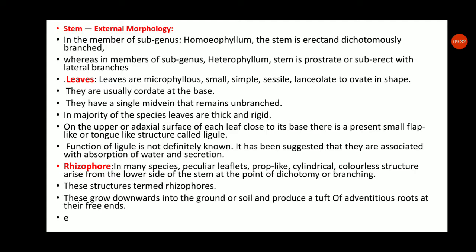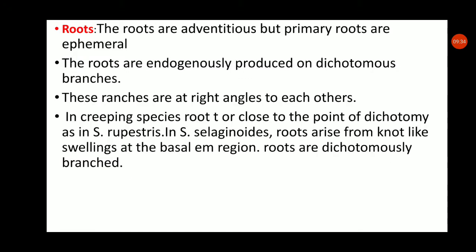Then second point, roots are adventitious, but primary roots are ephemeral. As you see, there are two types of roots found in plants, that is taproot and adventitious root.